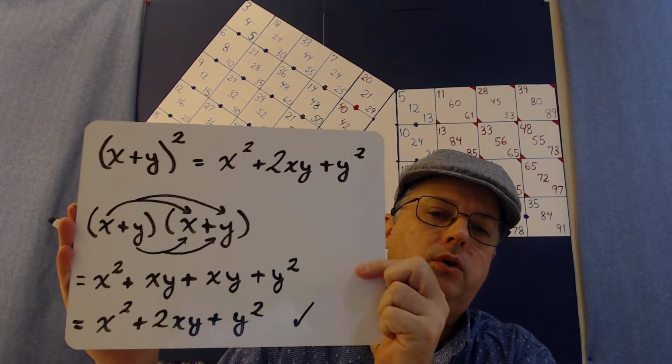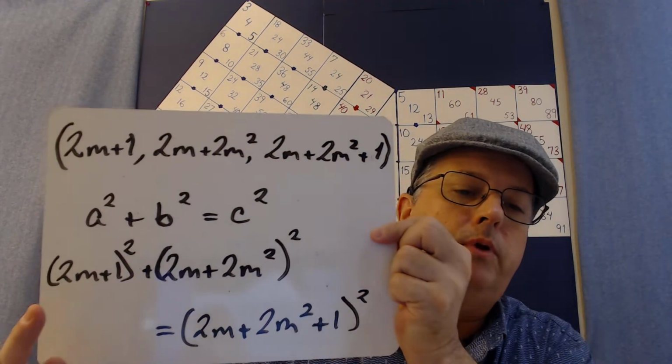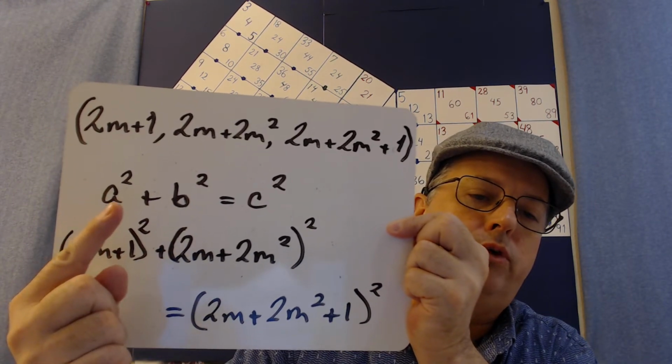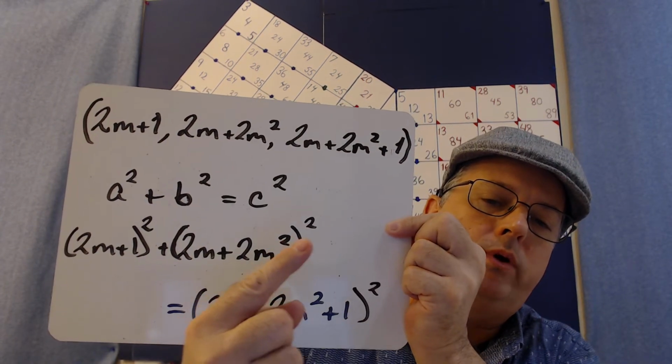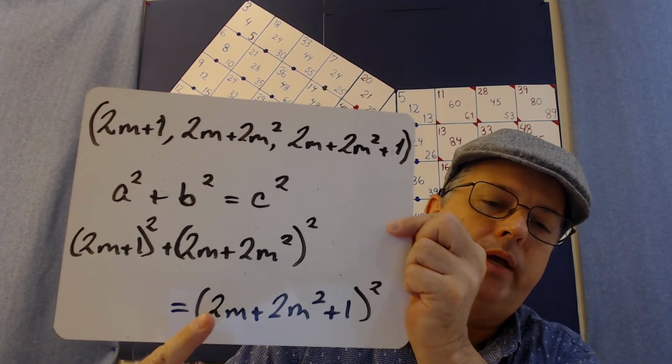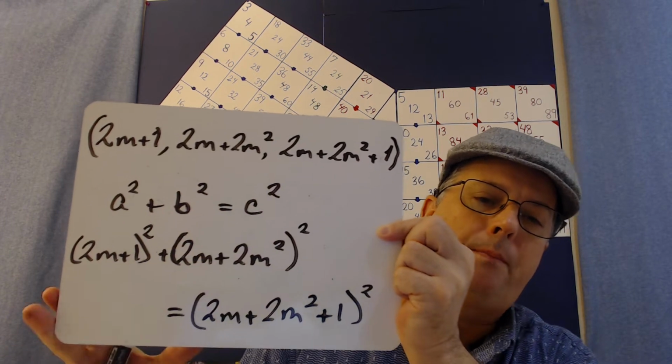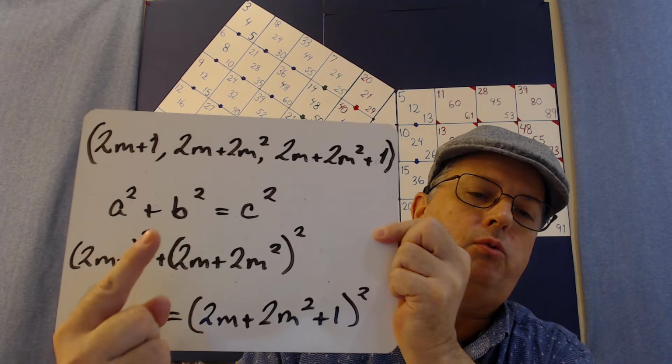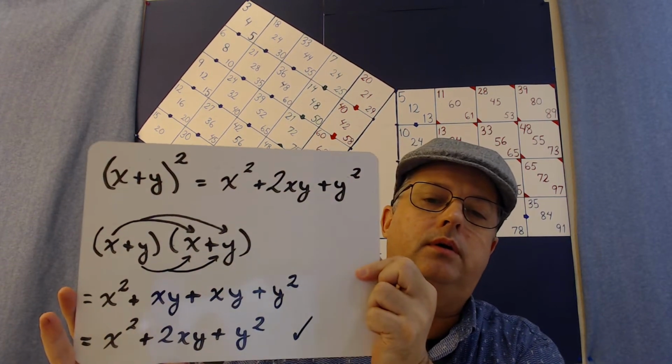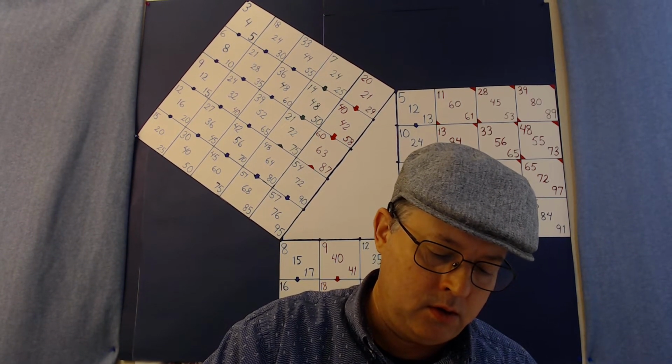All right, and now we're going to use this concept to show that this is true: that when we have 2m plus 1 squared, that's the expression for a, and we add that to 2m plus 2m squared, squared, that's the expression for b, we will get 2m plus 2m squared plus 1, squared. That's the expression for c there. So let's take this first part, 2m plus 1 squared, and apply this formula to expand it.